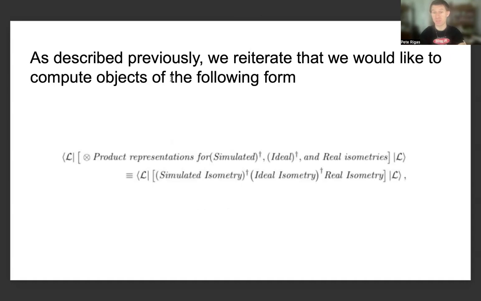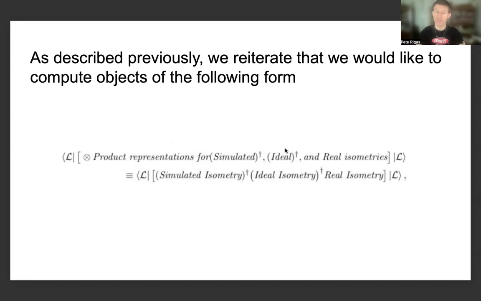As described previously, we reiterate that we would like to compute objects of the following form. Namely, we're looking at some type of purification state of random matrices. We have a bra term of the first purification and a ket term of the second purification, and the intermediate product representation to these two purified states, respectively for the bra and ket, is given by a tensor product representation for the Hermitian complex conjugate of the simulated isometry, the Hermitian complex conjugate of the ideal isometry, and finally just the real isometry itself.